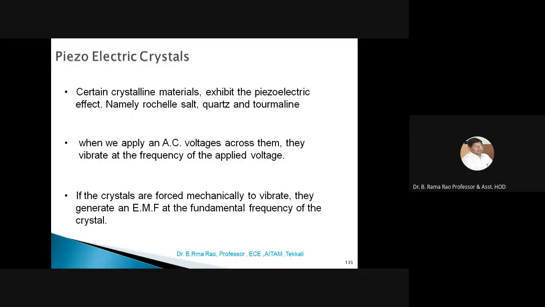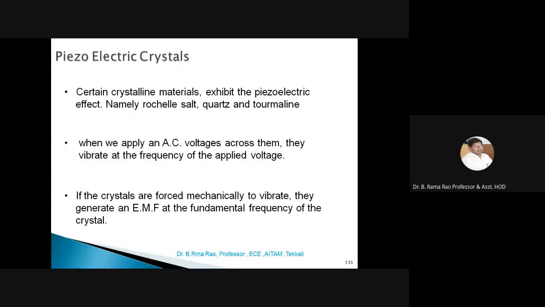Piezoelectric crystals are some materials. These piezoelectric crystals are usually quartz crystal, tourmaline crystal and Rochelle salt. These are the different types of crystals which we use as piezoelectric crystals. Among these three, the most commonly used crystal is the quartz crystal.